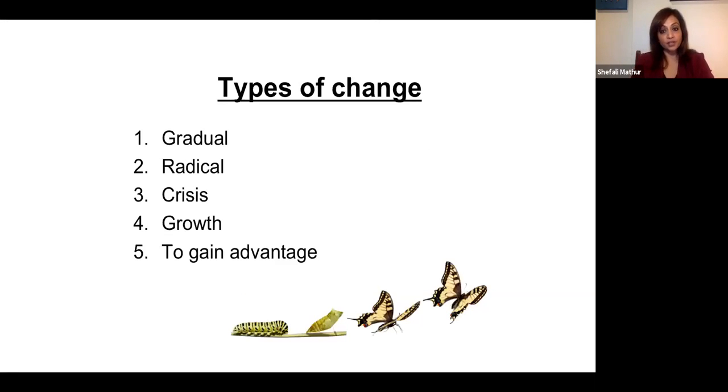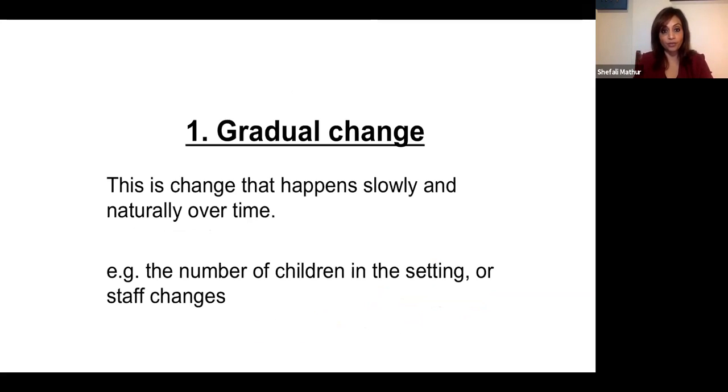Let's take a look at some of the types of changes, which are gradual, radical, crisis, growth, or to gain advantage. So these are perhaps some of the reasons why changes come around. Now let's look at a gradual change. What is a gradual change? As we understand by gradual, these are changes which happen slowly over time.